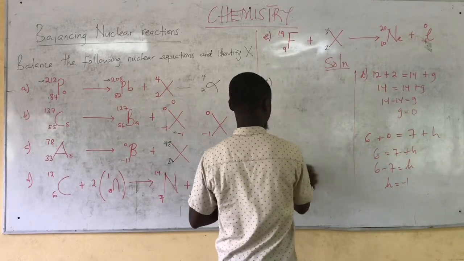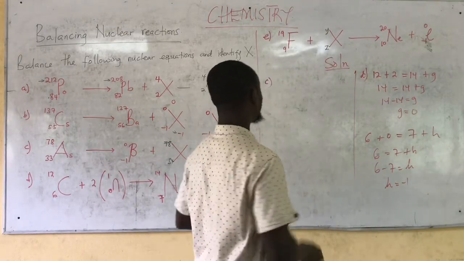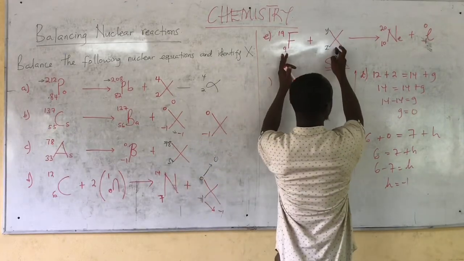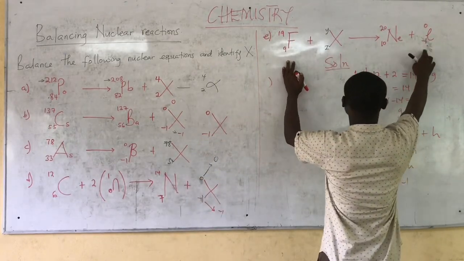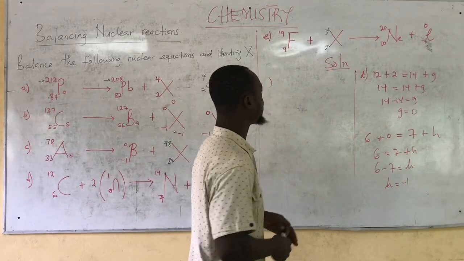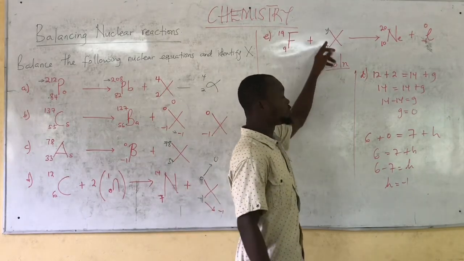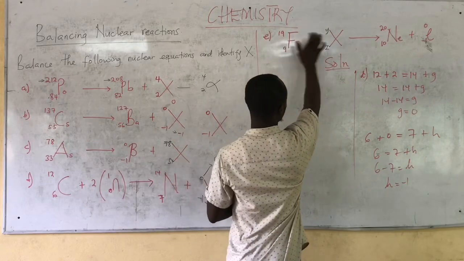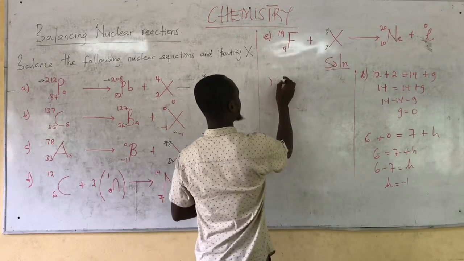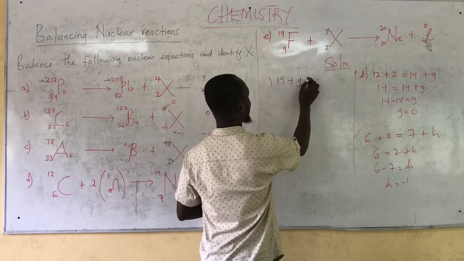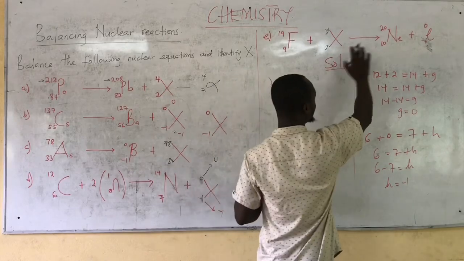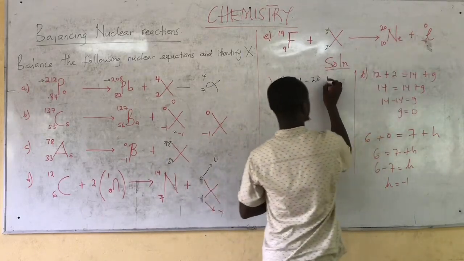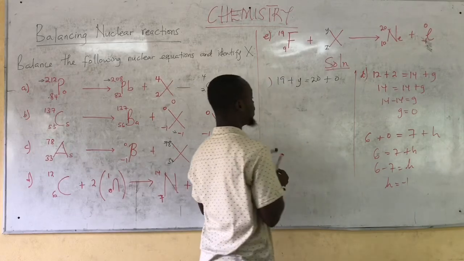So in the last example we have two reactants, and then also we have two products. Is that okay? And we are asked to balance this equation. We have some variables that we need to calculate for them as well. Is that okay? So the total mass number for the reactant is 19 plus y, and this should be exactly equal to the total mass number of the product. That is 20 plus 0. Is that okay? So now we have a linear equation.